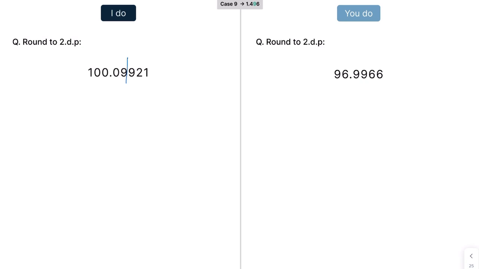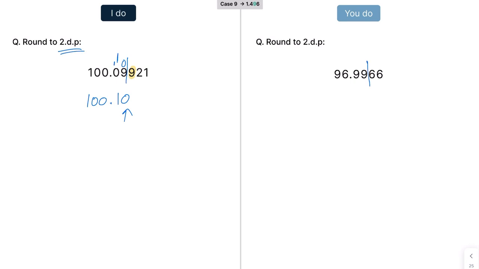2 decimal places. Draw the line there. After 2 decimal places, look at the decider. That's telling me round the 9 up. That becomes a 0. 1 carries over. So this is going to become a 1. So that's 100.10. Again, this 0 is important because it's 2 decimal places. So don't leave that off.